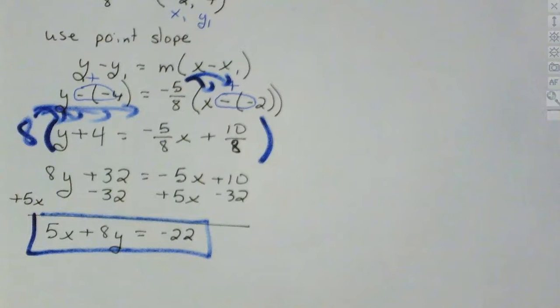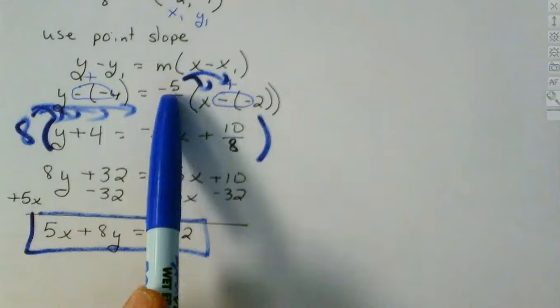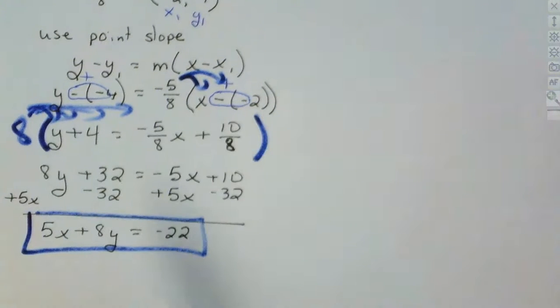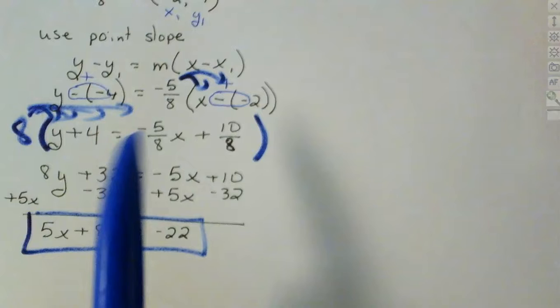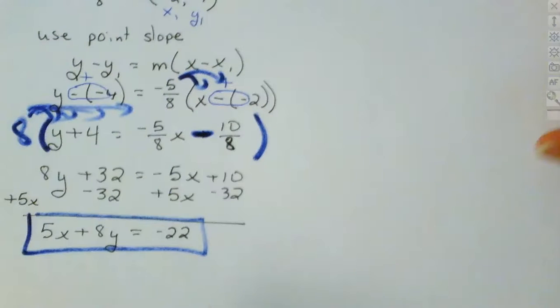Is everyone okay with that? So when you distribute it, negative 5/8 into the x and a positive 2 there, would that make it a negative 10/8? Oh, did I make a mistake with the sign? That's why it didn't work. Sorry about that. That should be a negative. My mistake. Yep, thank you for catching that.